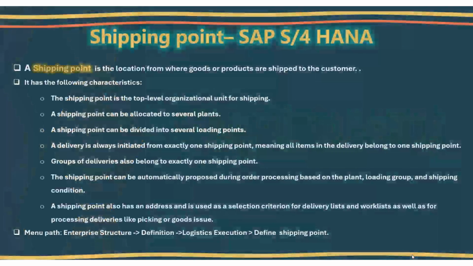The shipping point is the top level organizational unit for shipping. A shipping point can be allocated to several plants. A shipping point can be divided into several loading points as well. Okay, a delivery is always initiated from exactly one shipping point, meaning all items in the delivery belong to one shipping point, where the group of deliveries also belongs to exactly one shipping point.